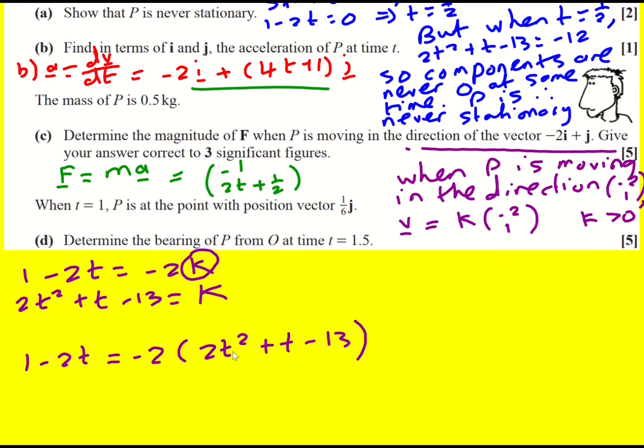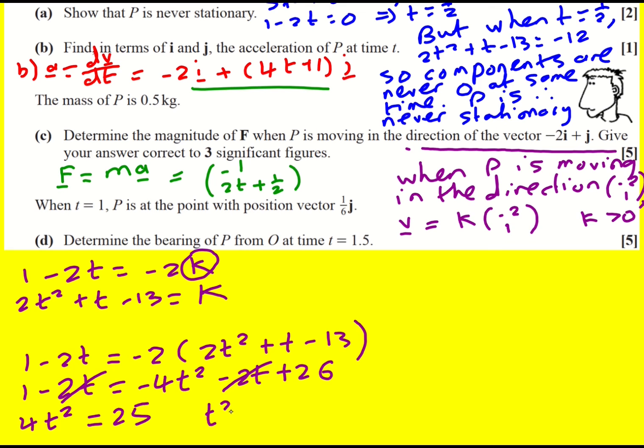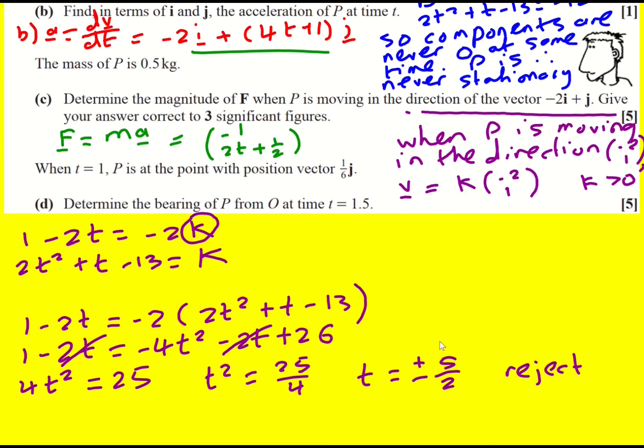So we've got a quadratic to solve. Let's expand the bracket first. And then rearrange it. I'm going to make 4t squared positive. Oh, brilliant. So these cancel. 4t squared is therefore going to equal 25. t squared is going to equal 25 over 4. t is going to be the square root of that. It's going to be, well, plus or minus 5 over 2, but reject the negative, of course. I don't know whether you even need to say that, but I always just do it just to be careful. So t is equal to 5 over 2.